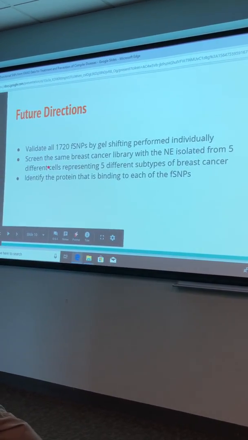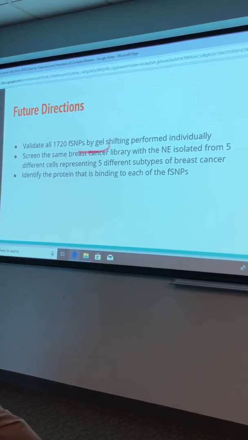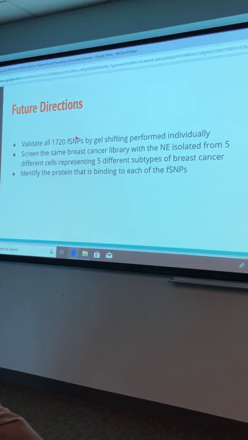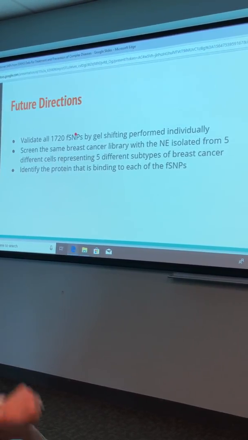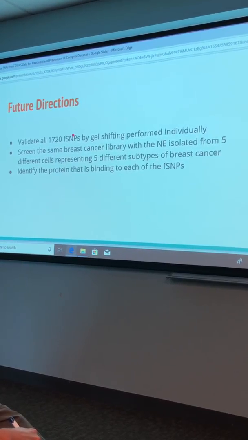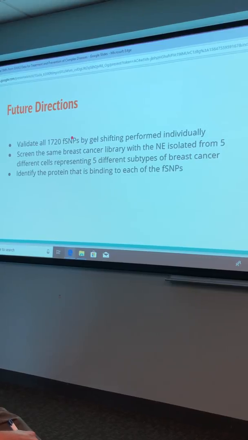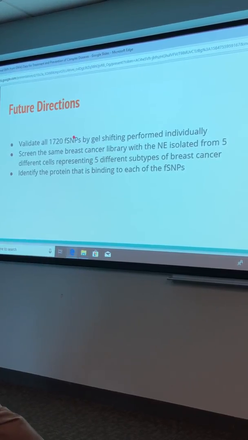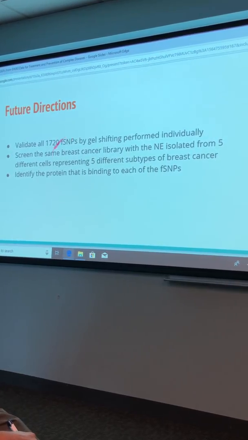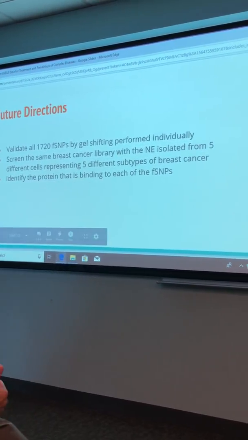Our future directions were to validate all 1,720 functional SNPs. Like I said, we were only able to do 5, so we have to validate all 1,720 by gel shifting performed individually. Then we want to also screen the same breast cancer library with a nuclear extract isolated from 5 different cells, representing each of the 5 different subtypes of breast cancer that I explained earlier. Then we also want to identify the protein that's binding to each of the functional SNPs, so we can perhaps develop a treatment for breast cancer, because that's the ultimate goal.